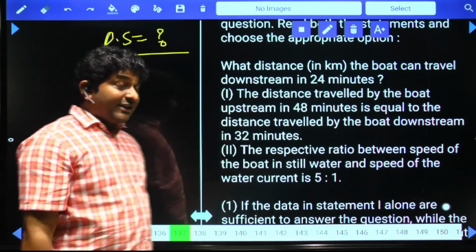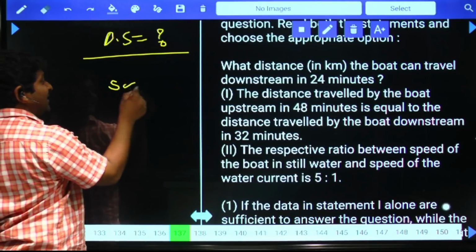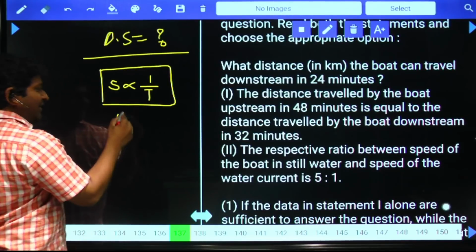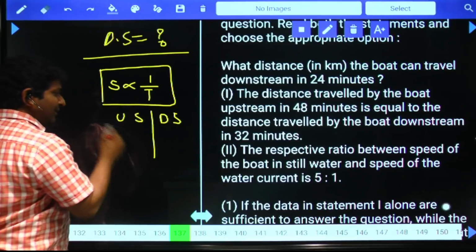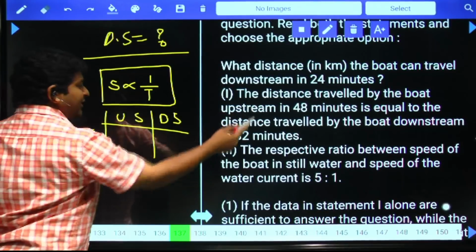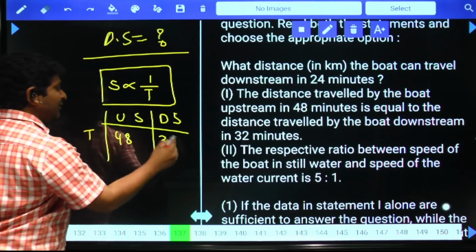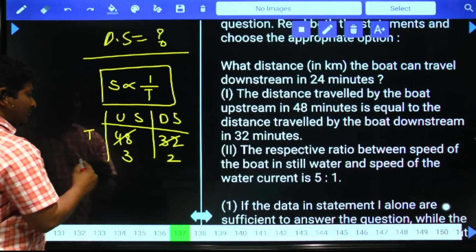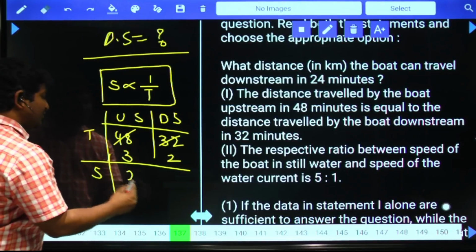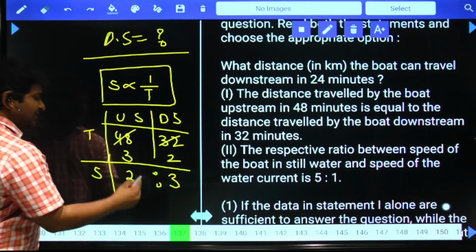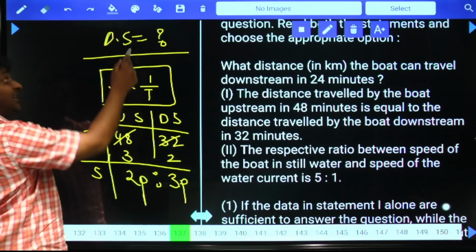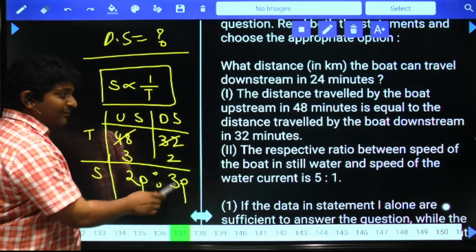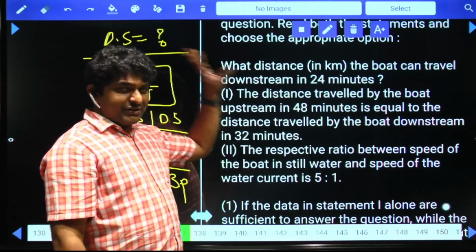Distance is same. If the distance is same, speed is inversely proportional to time. Now, time ratio between upstream and downstream is 48 and 32. 16 3 times here, 16 2 times here. So if the time ratio is 3:2, we can conclude speed ratio is 2:3. So upstream speed is 2 parts, downstream speed is 3 parts. But we need downstream speed in either kilometer per hour or meter per second, and here we are getting only in terms of number of parts. So 1 alone is not sufficient to answer the question.